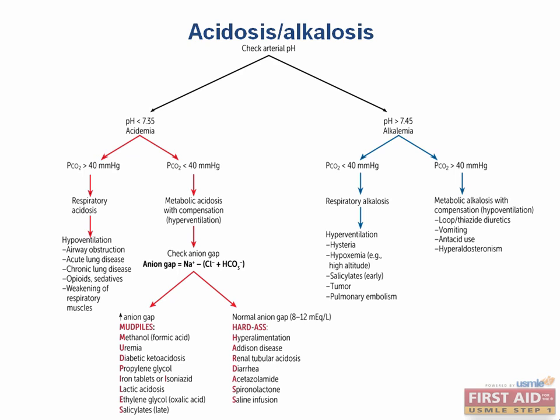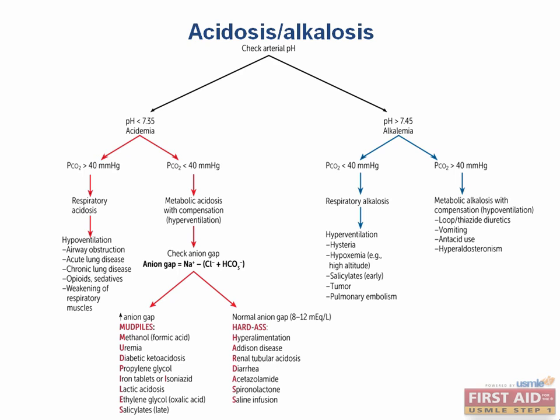What are some causes of metabolic alkalosis that you can think of? Well, vomiting, which results in the loss of hydrochloric acid, and hyperaldosteronism, which causes increased hydrogen ion secretion in the collecting tubule. Remember, vomiting causes alkalosis because you're losing all that hydrochloric acid, and diarrhea causes acidosis. Metabolic alkalosis can also be caused by loop diuretics and antacid use, which also increases hydrogen ion secretion.